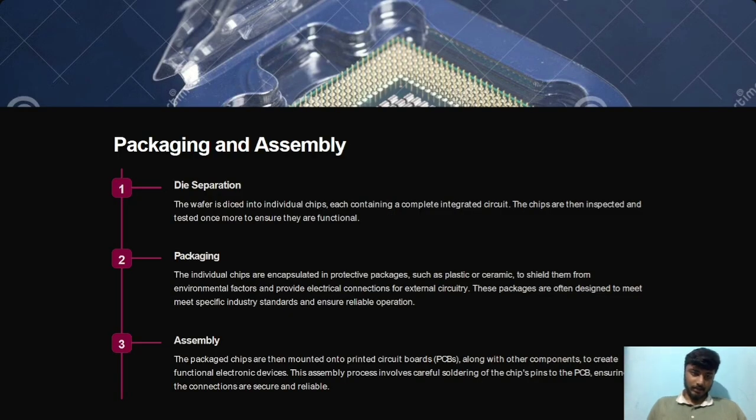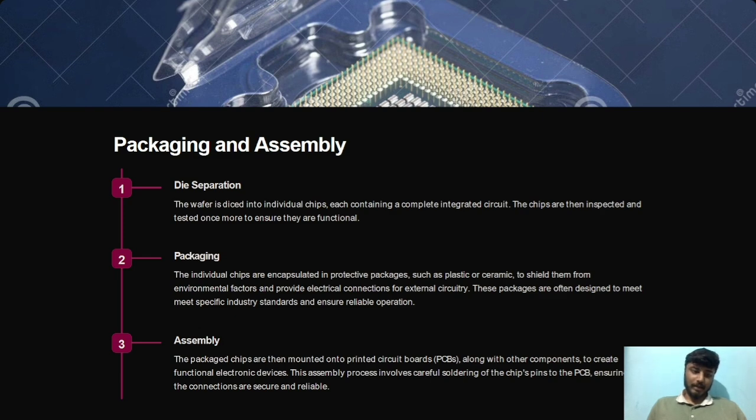Packaging and assembly. Die separation. The wafer is diced into individual chips, each containing a complete integrated circuit. The chips are then inspected and tested once more to ensure that they are functioning properly.